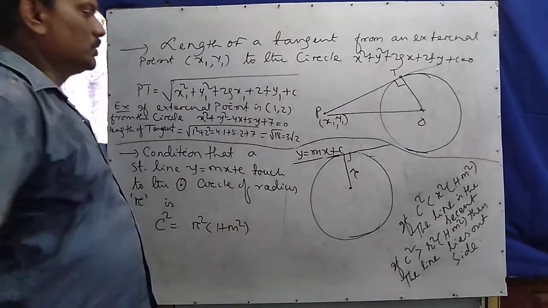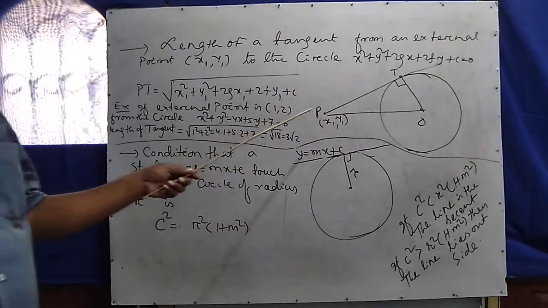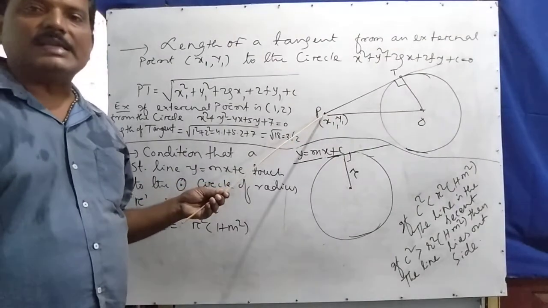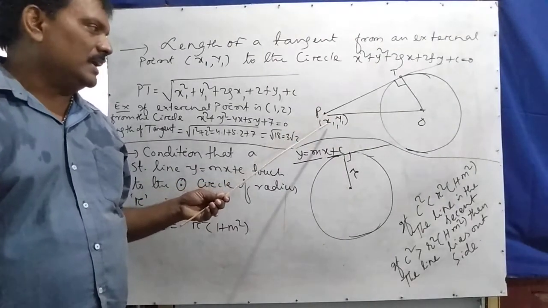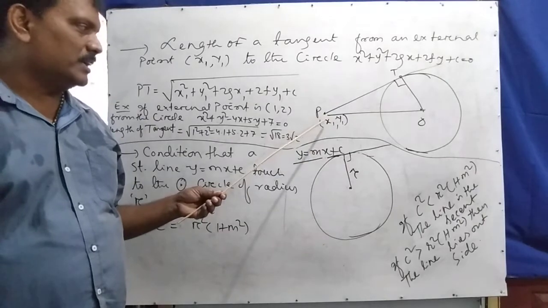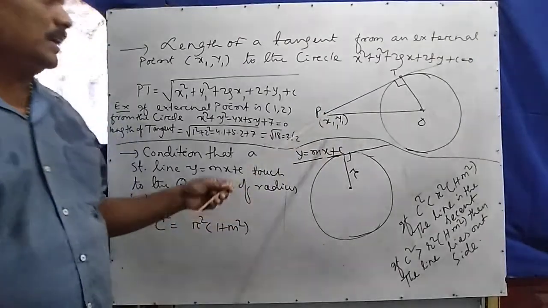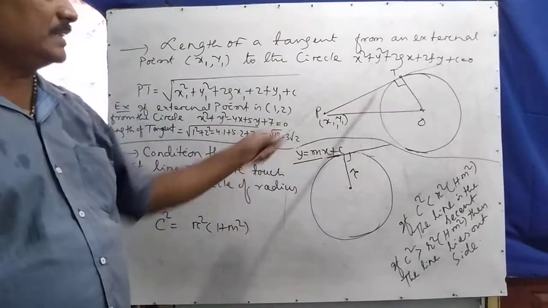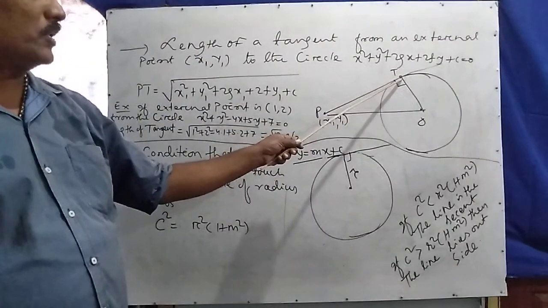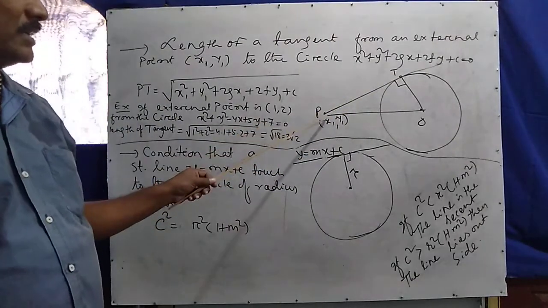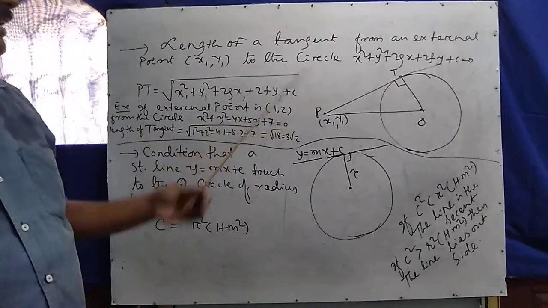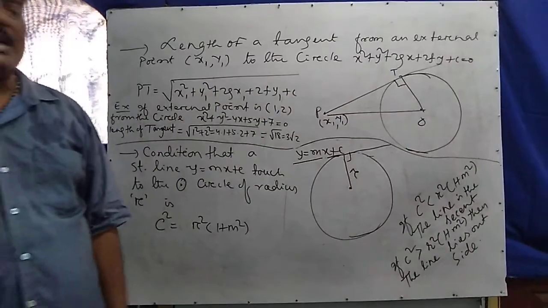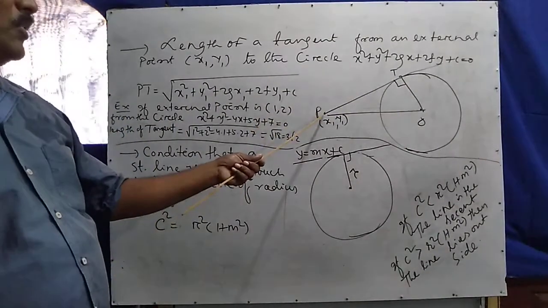Now let us discuss the length of the tangent drawn from an external point. Here the external point is given. Let's say the coordinates of the external point are x1, y1, and PT is the tangent to the circle, T is the point of contact, and PT is the length of the tangent. Up to this mark we have to find PT. This is the length of the tangent from an external point.